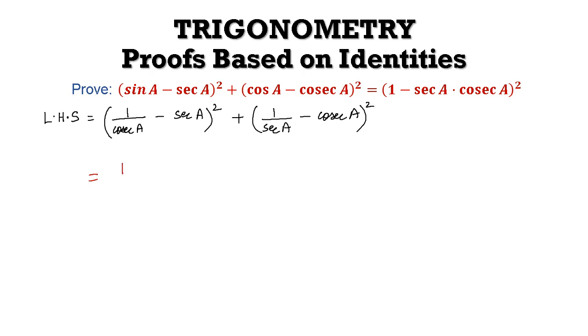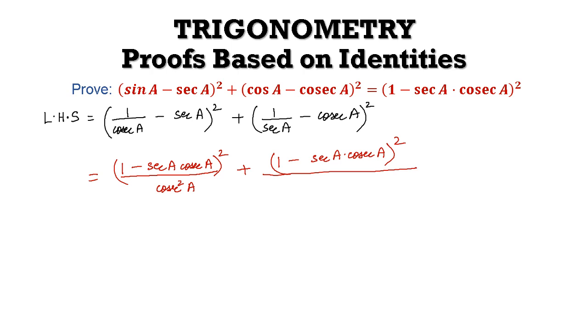So we can say (1 minus secant A dot cosecant A) whole square, and of course there is a denominator, and that denominator will become cosecant square A. And here again we will take secant A as the LCM, and the second term is going to become (secant A dot cosecant A minus 1) whole square divided by secant square A. So we have kept the square only on the numerator, and distributed the square separately to the denominator. It was a whole square, mind you.